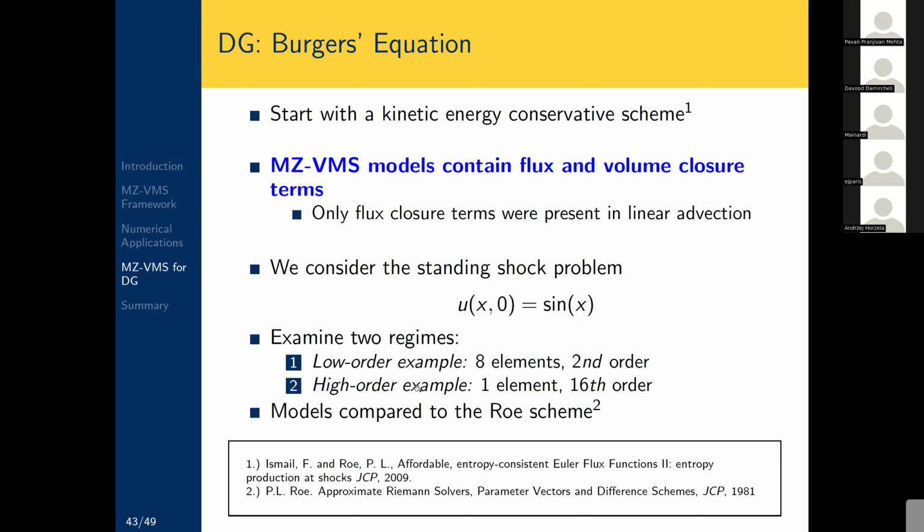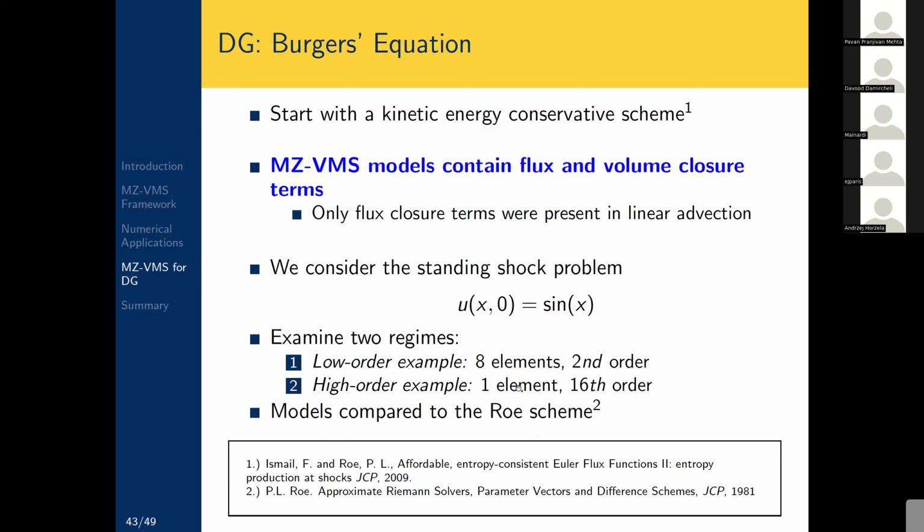And the second example I'll show you is going to be a very high order example, where we're just going to have one element, a 16th order element, on the domain. And I'm going to compare an MZ based approach to something that's used in practice, which will be the standard Roe scheme, the Roe flux scheme. So that's what I'll compare to.